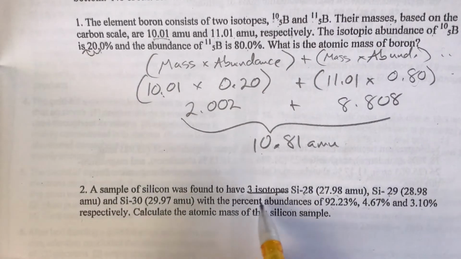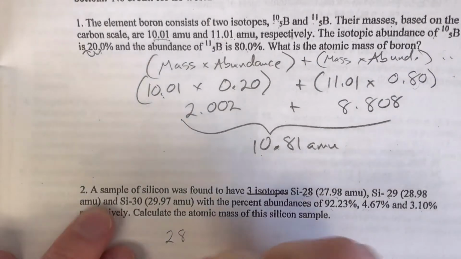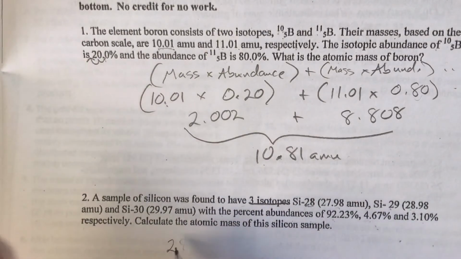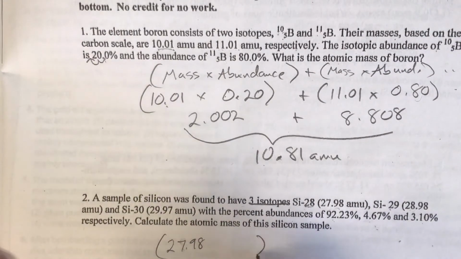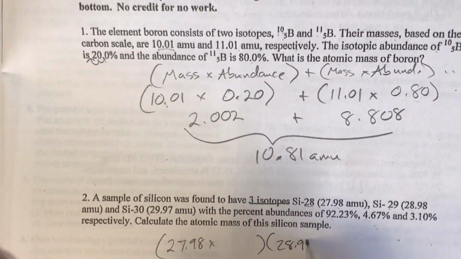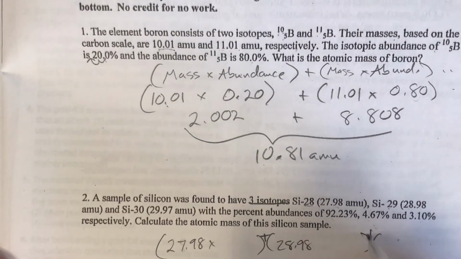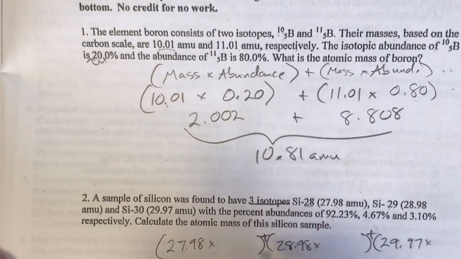So when I do my setup, we're going to use these smaller numbers just to keep it simple. So for example, if we have 28, actually I take that back. We're going to use the full number because I'm looking at my other answer key here. So 27.98. And we're going to set that up in a percent. We have 28.98, and this should be a plus in between, and then we have 29.97. But then we have to multiply them by their percents.